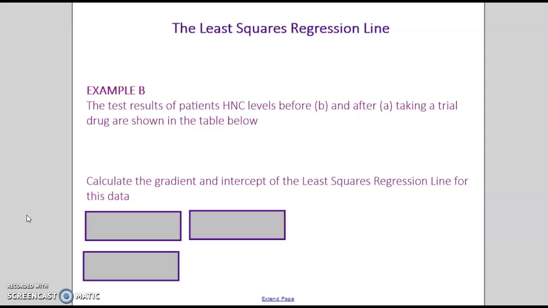In this one, confusingly, B is on the top, so B is my X value and A is my Y value. I know that because I can see from the question that I've got my independent and my dependent variables. What happened before is like my control value that I'm comparing it to, and what happens after taking the drug is my response variable, my experimental group. That is why B is the X value and A is the Y value.